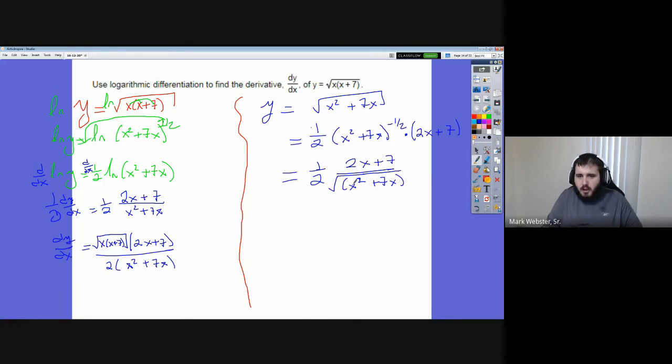Radical or something. I mean, it's two different methods. Like I said, with this one, because this is sort of a little bit simpler, chain rule is still not going to be too bad. So I'm going to tell you, either way, you've got two different tools.